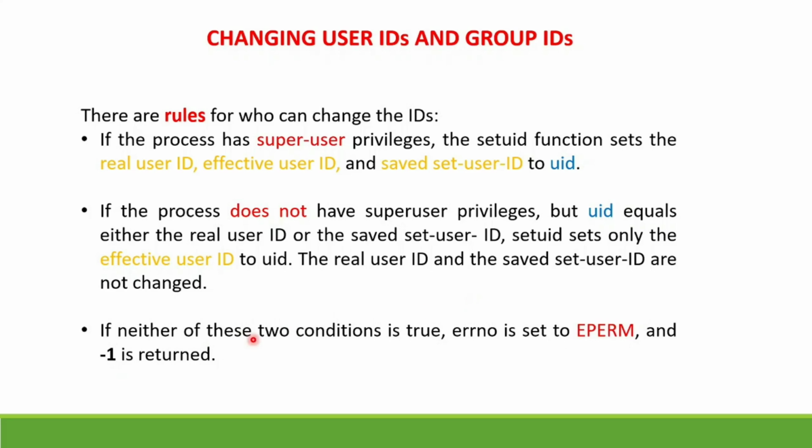And finally, if neither of these two conditions is true, then errno is set to this error, which is an error with respect to permission, and -1 is returned. So these are the three rules we have to remember while performing the changes, or with which I can perform the changes of user ID and group IDs.